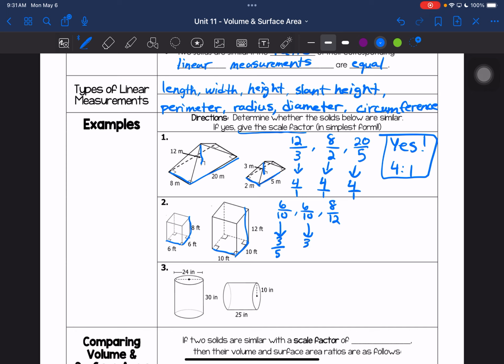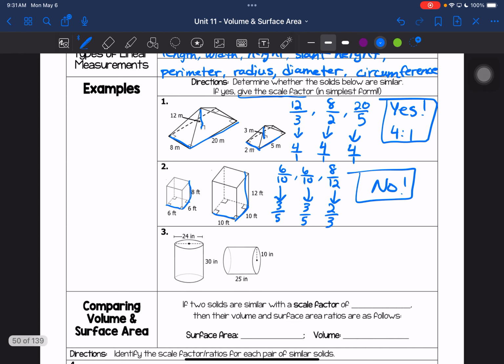We have the same thing over here. And then 8 over 12, the number 4 goes into both of them. 4 goes into 8 2 times, and 4 goes into 12 3 times. So this is 2 over 3. And notice how they're not all the same. We have 3 fifths and then 2 thirds. They all have to be equal in order for us to claim that they're similar. So for this one, we're going to say no.